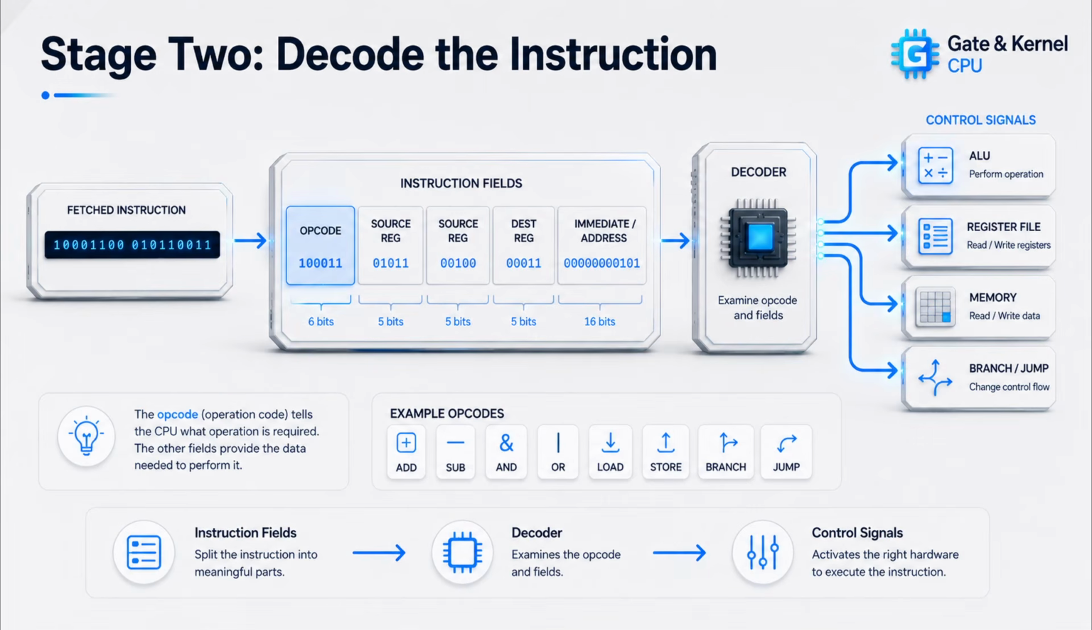5. Stage 2. Decode the instruction. The second major stage is decode. A machine instruction contains different fields. These fields tell the processor what operation to perform and which data to use. Depending on the instruction set, the fields may identify the operation, source registers, destination register, immediate values, or memory addressing information. The field that identifies the operation is commonly called the opcode. For an ADD instruction, the opcode tells the CPU that addition is required. Other opcodes may represent subtraction, AND, OR, load, store, branch, or jump. The decoder examines the instruction bits and determines what the processor needs to do.